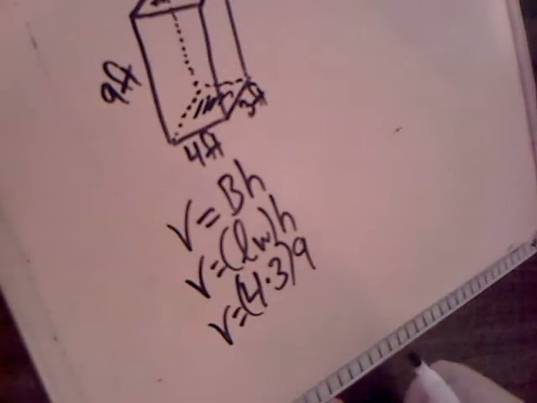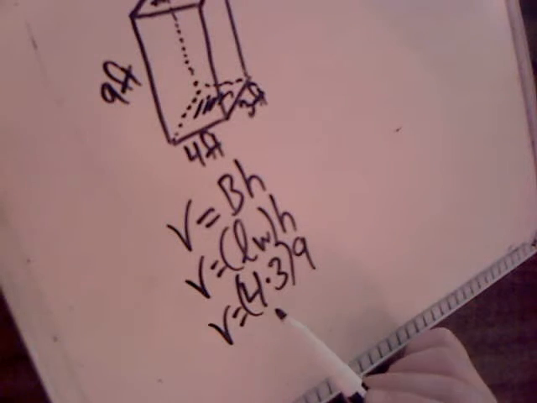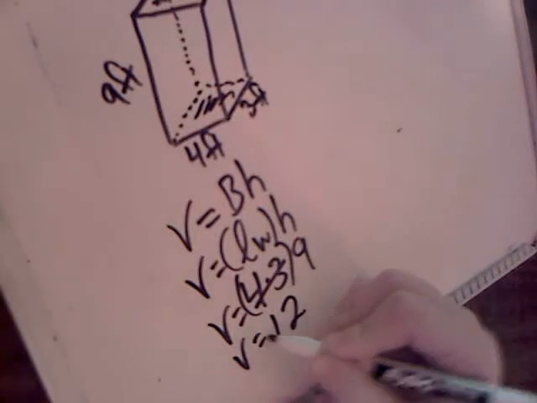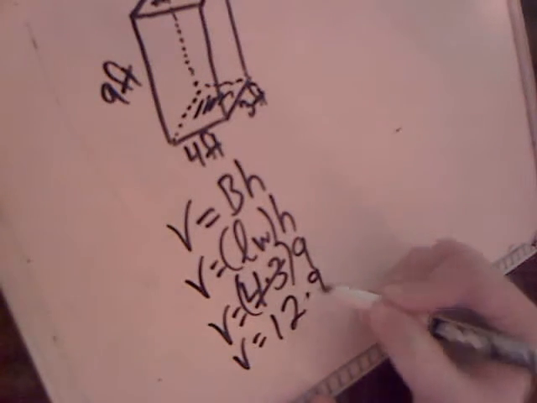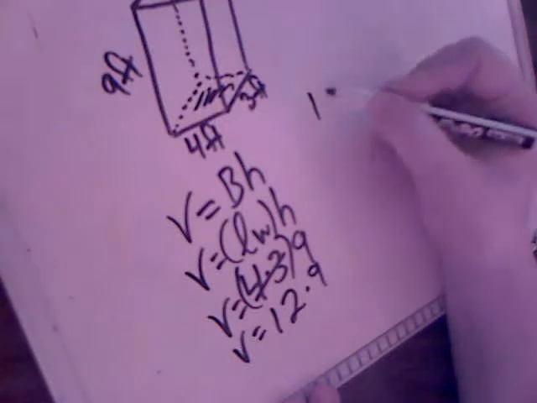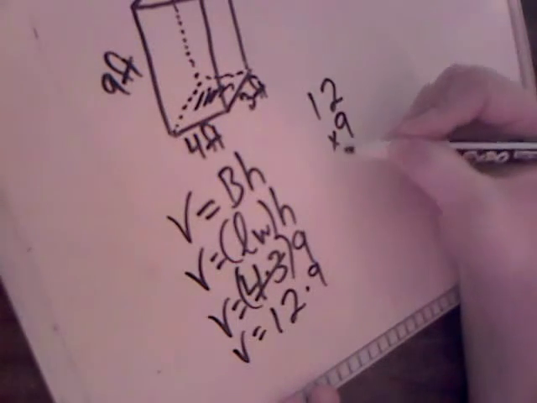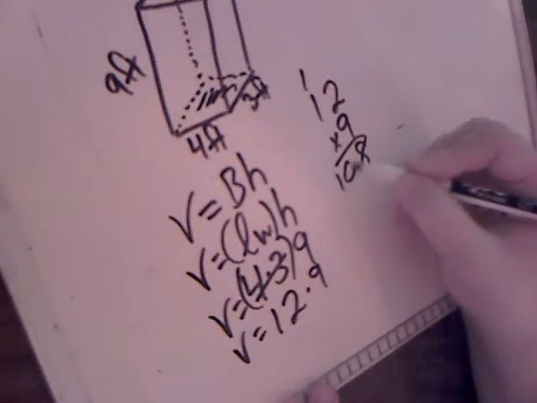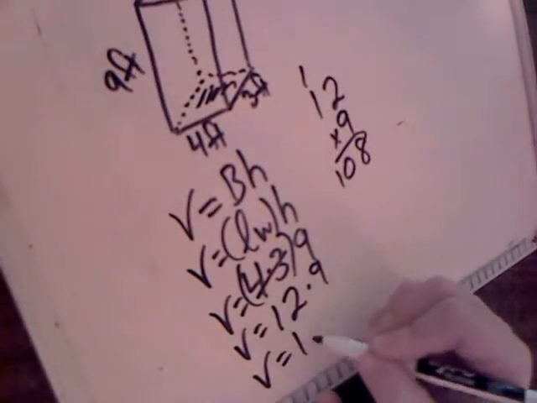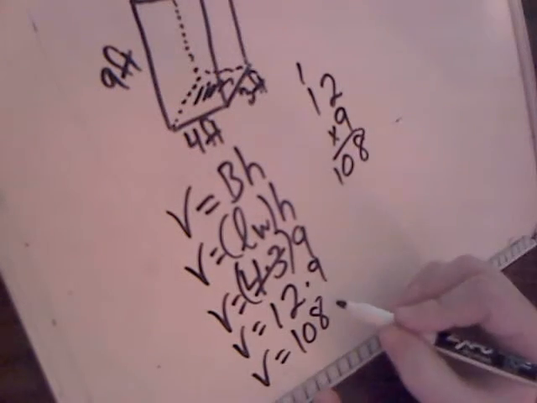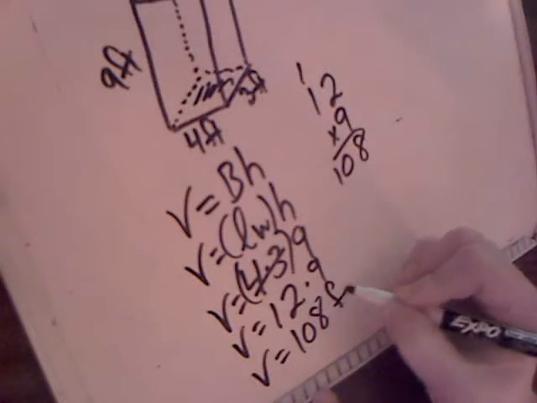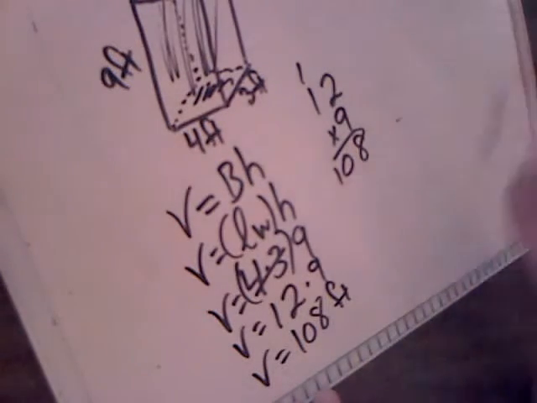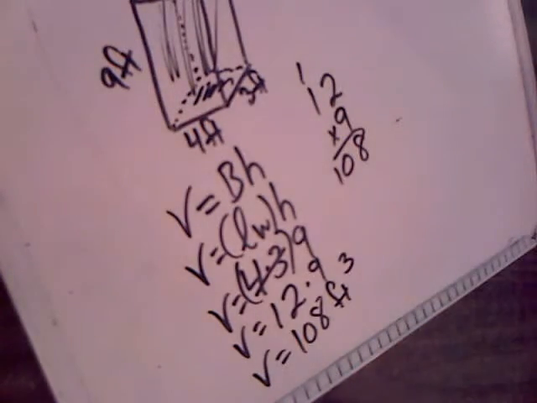Now all we have to do is solve that. 4 times 3, because it's in the parentheses first, is 12. Because there's no sign, we multiply. 12 times 9, pretty sure I know that one, but it never hurts to double check. 2 times 9 is 18, 9 times 1 plus 1 is 108. The volume of this prism is 108 feet, and because this is a three-dimensional thing, all of this in here, cubed.